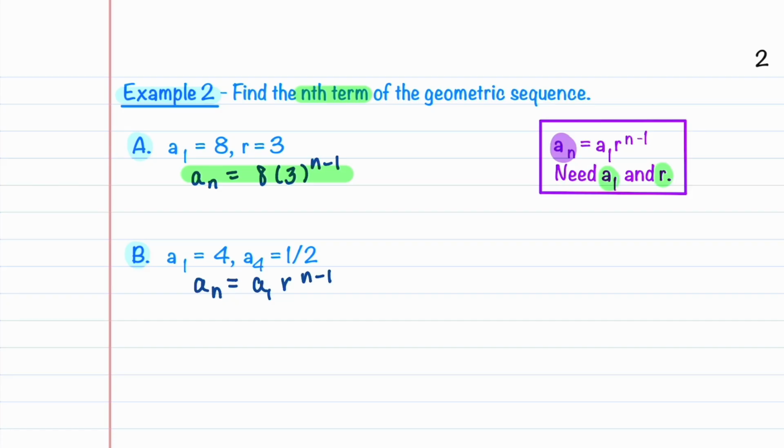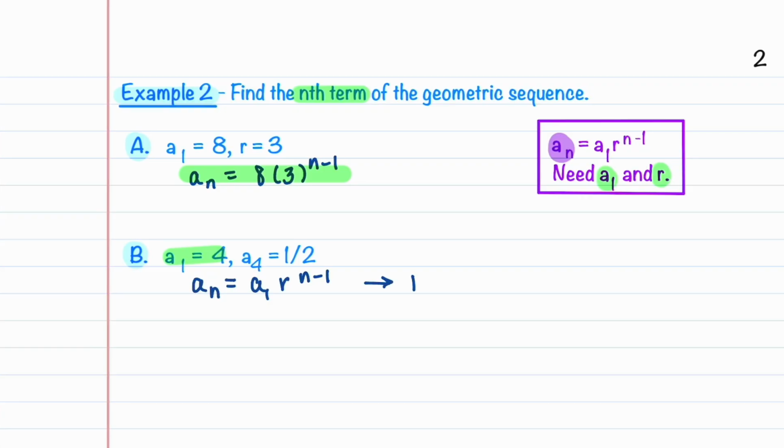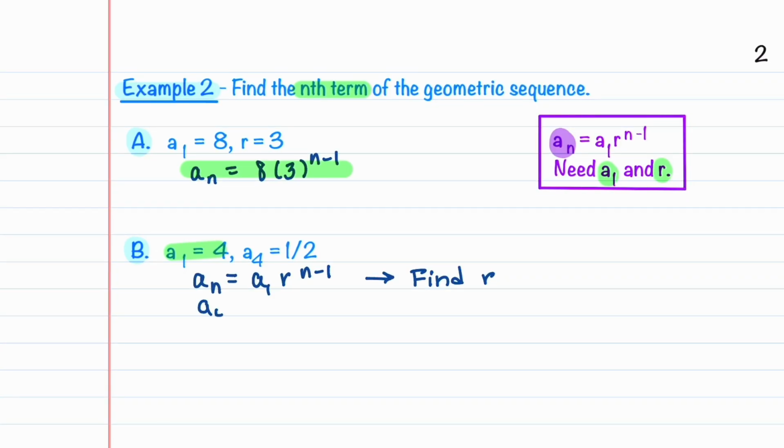We need A1. We have that. And then we need R. We don't have that. So let's write down that we need to find R. The way we can find R is to use A sub 4. So let's write down our formula A sub n, and let n be equal to 4 so we can get A4. So we have A4 is equal to A1 times R to the 4 minus 1.